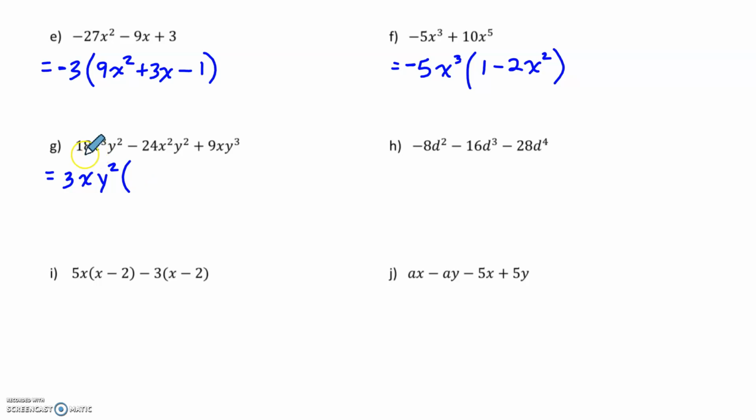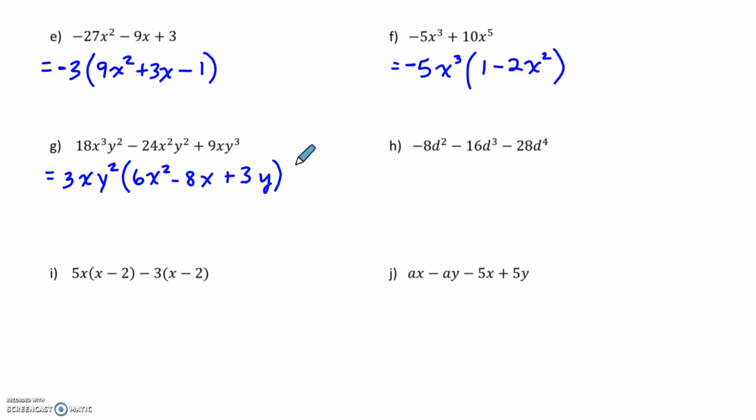So 18 x cubed y squared, when I divide by 3xy squared, 18 divided by 3 is 6. X cubed divided by x would be x squared, and the y squares cancel out to 1. Negative 24 divided by 3 is a negative 8. X squared divided by x is x, and my y squares will cancel out. 9 divided by 3 is 3. X divided by x would go to 1, and y cubed divided by y squared would just be y.